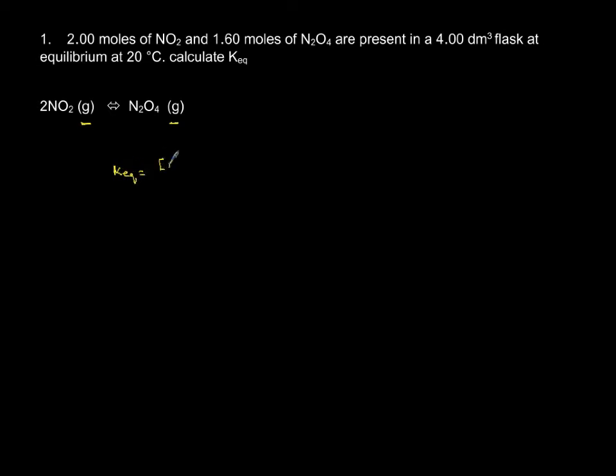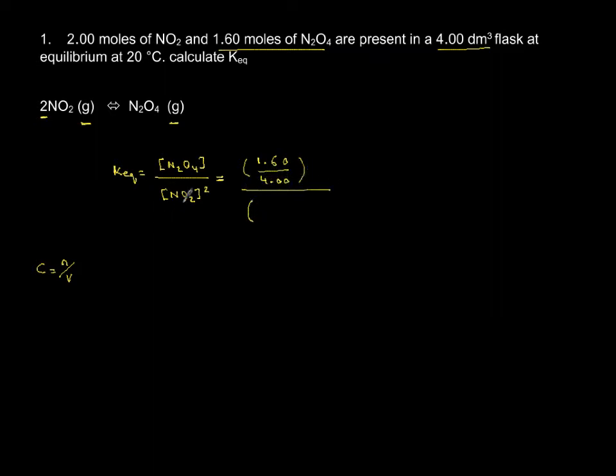K equilibrium is products over reactants. Since they are both gases, in a homogeneous reaction, just write it as is, except the denominator should be squared because of the coefficient 2. Now we just simply plug in. Just remember one note, concentration is moles over volume. So for N2O4, we have 1.6 moles in a 4 decimeter cube container. So if you divide 1.6 by 4, that becomes concentration, mole per decimeter cube.